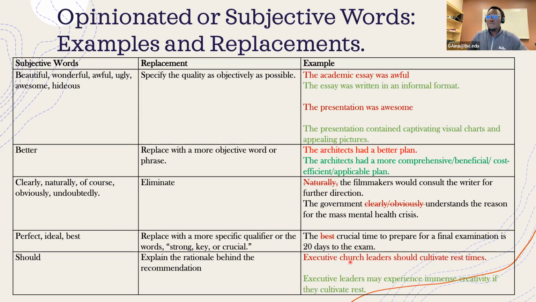So for instance, I have executive church leaders should cultivate rest times. But then instead of writing that, you can say executive leaders may experience immense creativity if they cultivate rest. So remove should and be more specific as to why executive church leaders should cultivate rest time, right? Just give us the reason, state the reason. Instead of telling them what they should do, just state why they should do it. So executive leaders may experience immense creativity if they cultivate rest.